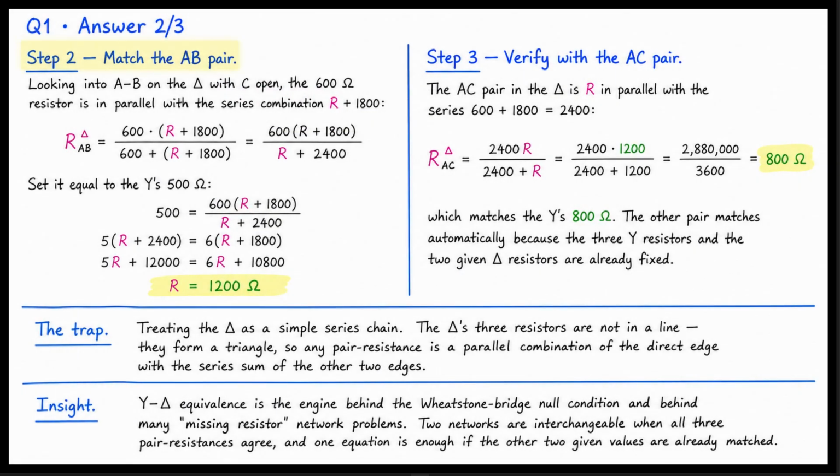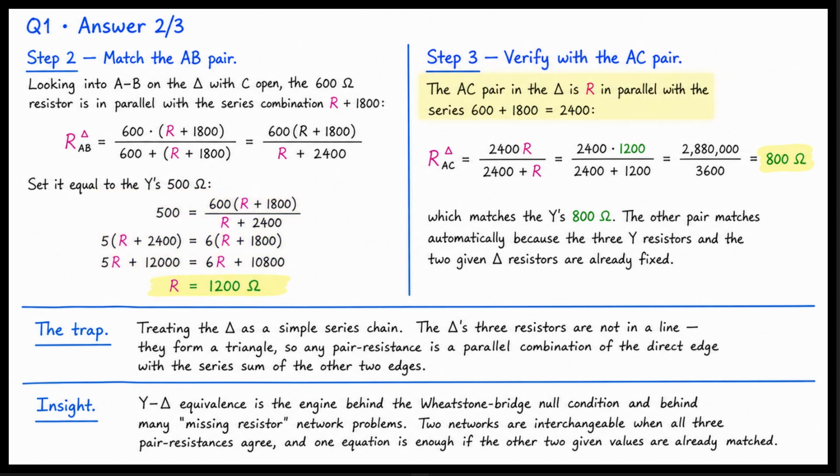Step 2, now compute the odd pair resistance on the delta. With terminal C left open so no current leaves through C, looking in at A and B, we see 2 paths between them. The direct 600 ohm resistor, and the path going through A to C to B in series, that is R plus 18 ohms. Those 2 paths are in parallel, so RAB on the delta is 600 times (R plus 18) divided by 600 plus R plus 18, which simplifies to 600 (R plus 18) over (R plus 618). Set that equal to the Y's 500 ohms and cross-multiply. 6 times (R plus 18) equals 5 times (R plus 618), giving 6R plus 10,800 equals 5R plus 3,090. Solve: R equals 1,200 ohms.